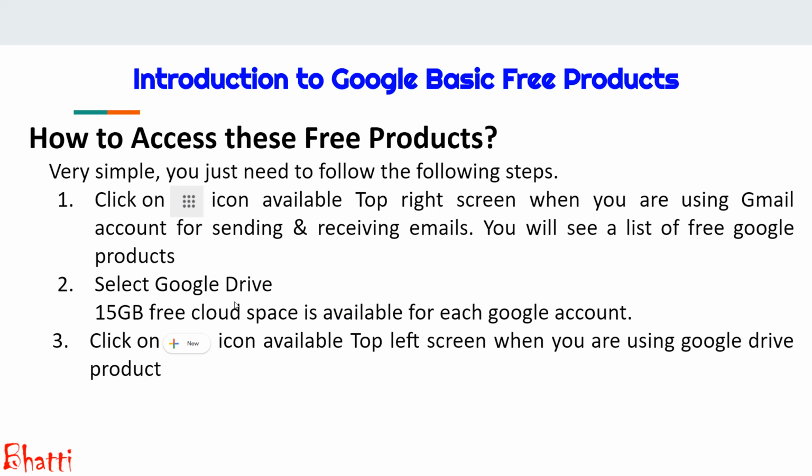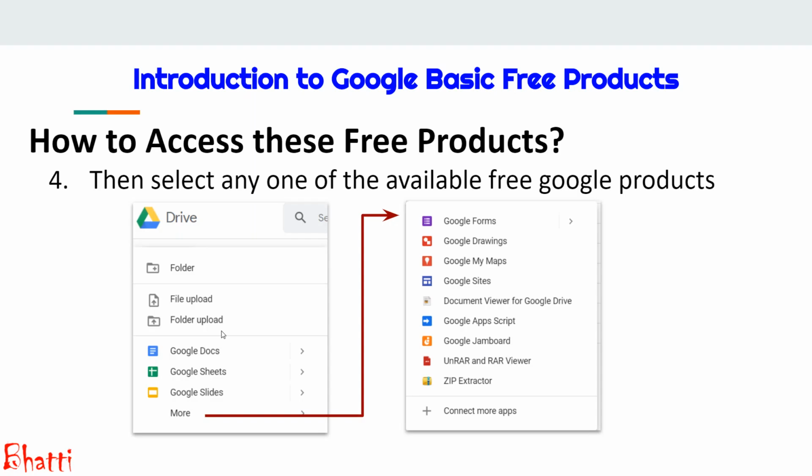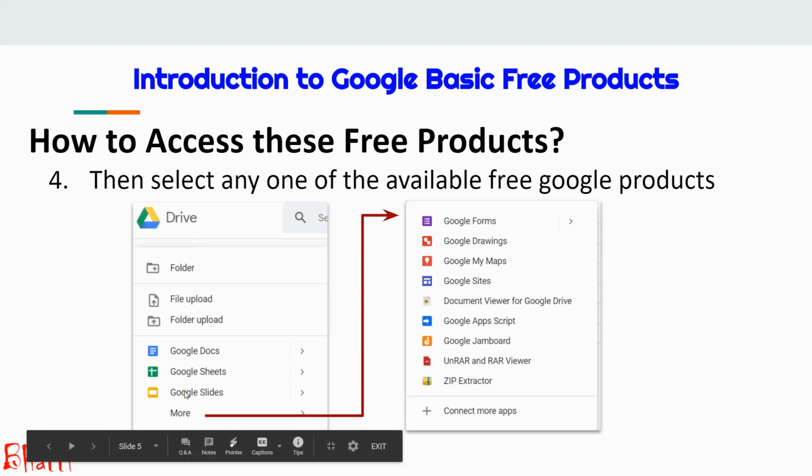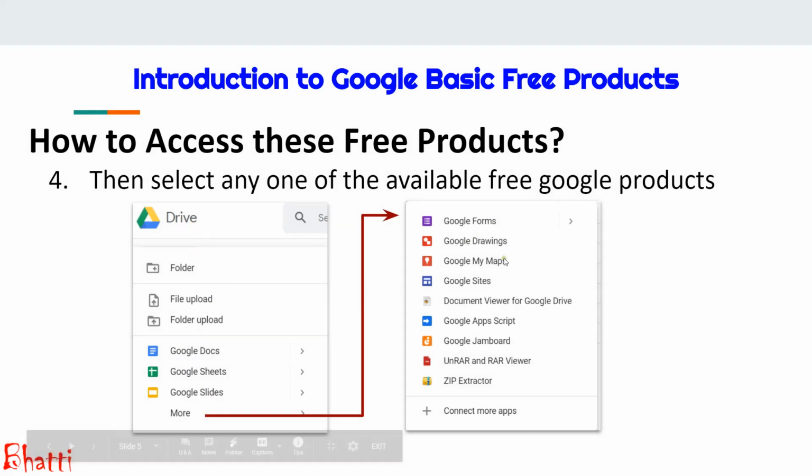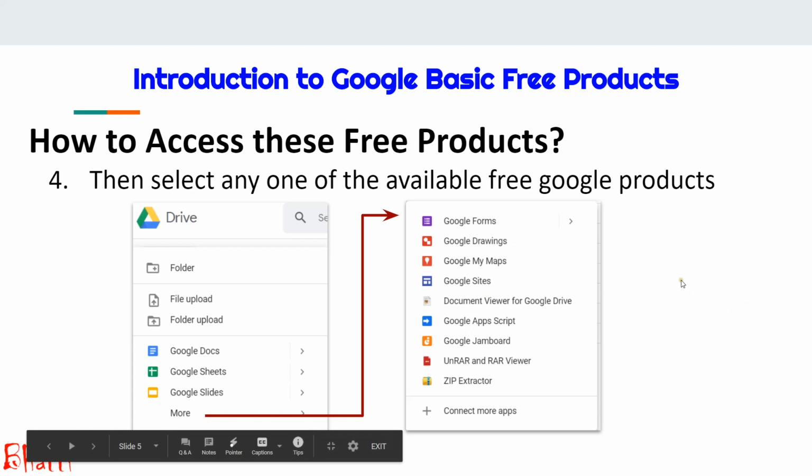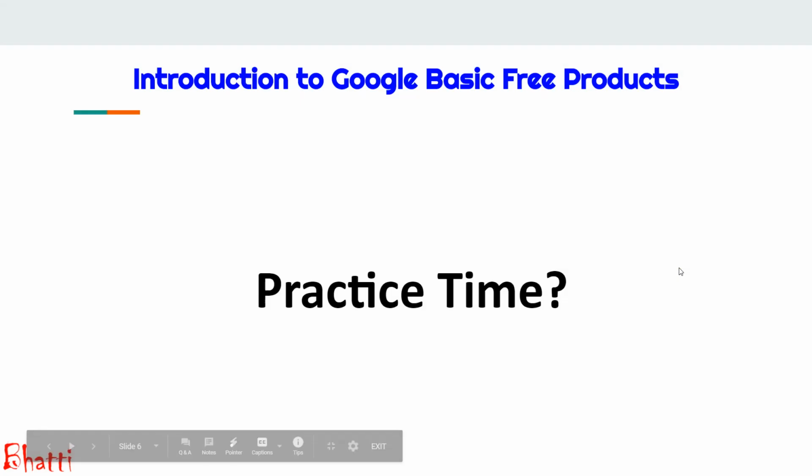Slide, whatever, all you need to do is just click on New and you will see the list. Under Google Drive you can create a folder, you can upload a folder, you can upload a file, you can have different types of Google products like Google Docs, Google Sheets, Google Slides, and in More you will see Google Form, Google Drawing, Maps, and a lot more. Let us see how to access these things. Now it's practice time.